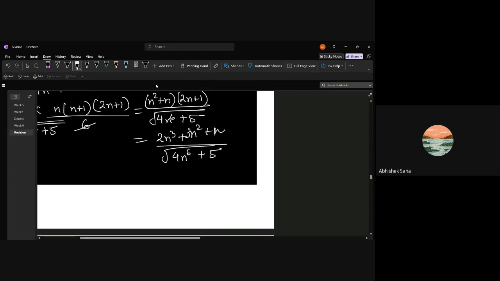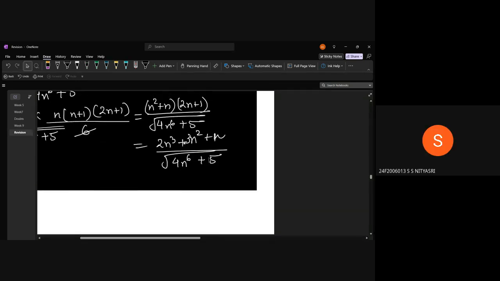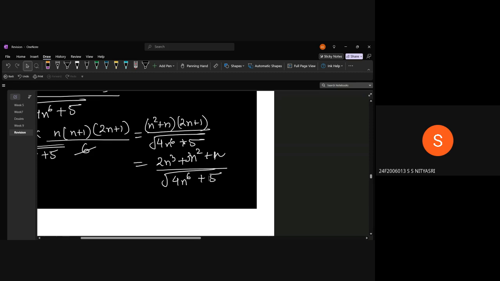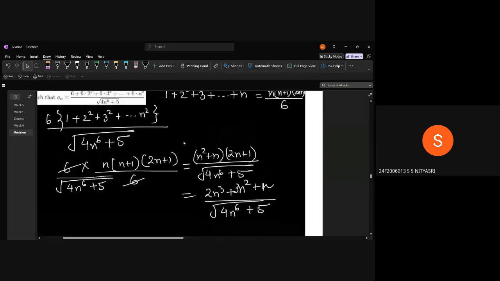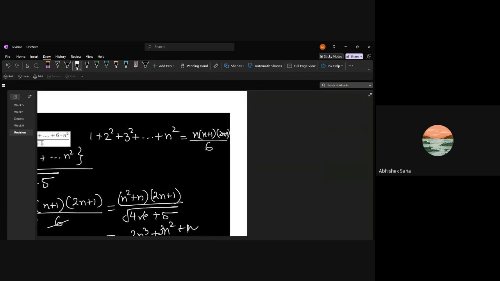Sir, I didn't understand how you got that numerator. Can you please explain it again? It is a summation, it's a formula. It is a formula, okay. The sum of the squares of the natural numbers, 1 square plus 2 square, and so on.